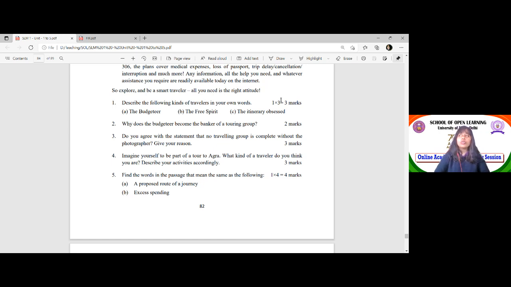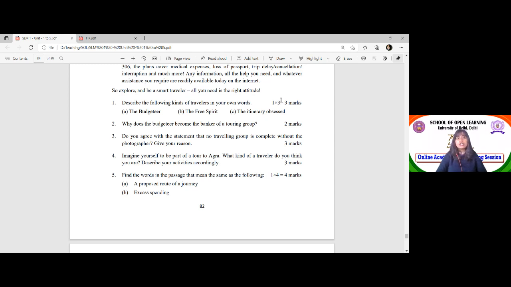This is what I had told you the day I taught you comprehension. Write in your own words. Do not copy paste. Even though you will get marks, some of your marks will be deducted for copying. Then the second question, you have to answer reading the passage. Third question, similar. Then they tell you, imagine yourself to be a part of the tour to Agra. What kind of traveler do you think you will be?